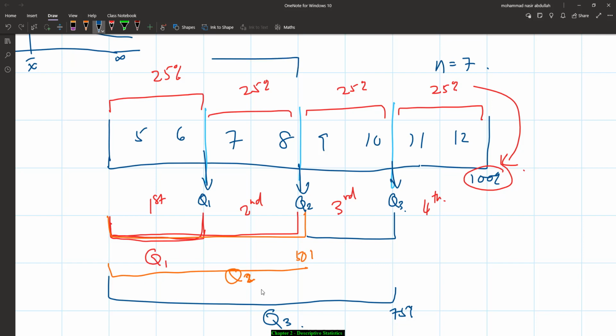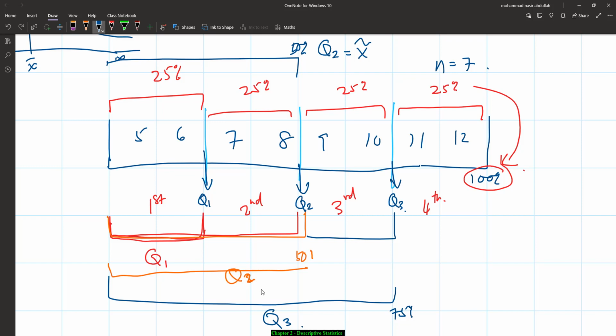50% of total observation is here. This is 50%, right? Median, which is also equal to quartile number 2. So that's why we say that quartile number 2 is equal to median. How to interpret quartile number 2 or median?